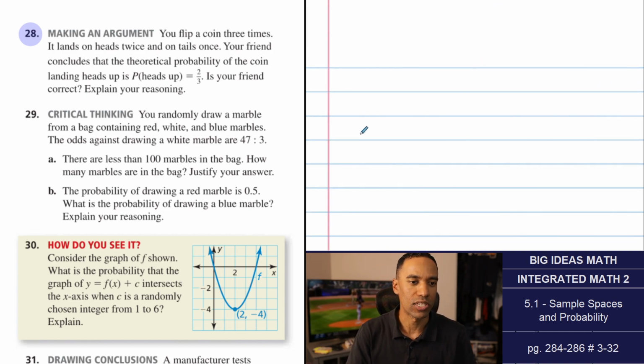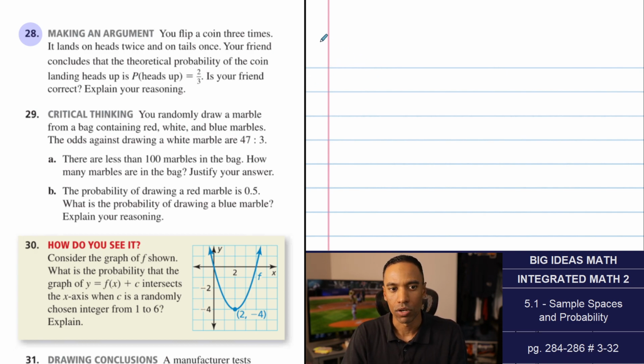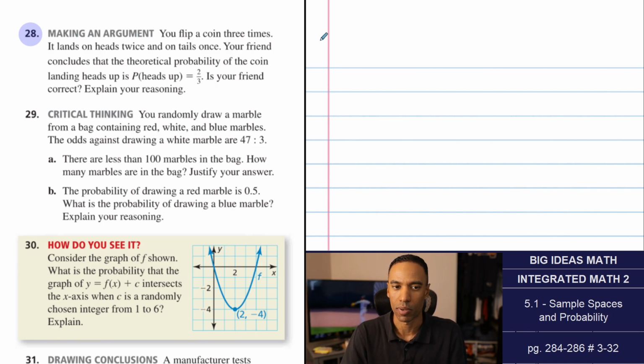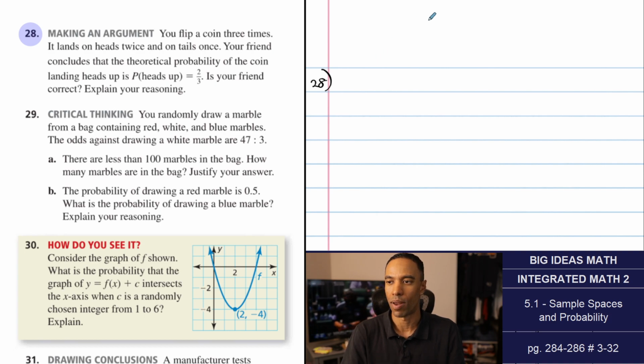You flip a coin 3 times. It lands on heads twice and on tails once. Your friend concludes the theoretical probability of the coin landing heads up is 2/3. Is your friend correct? Explain your reasoning. Your friend would be correct through experimental probability, but not theoretical probability. And that's kind of what I want to type exactly here.